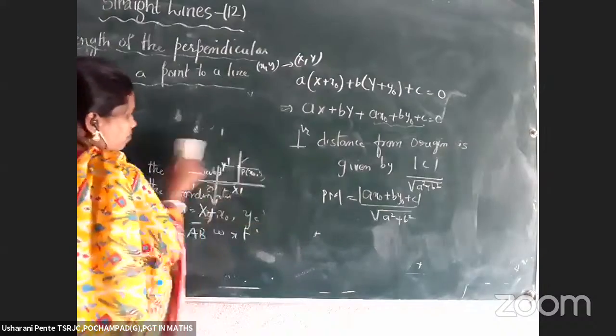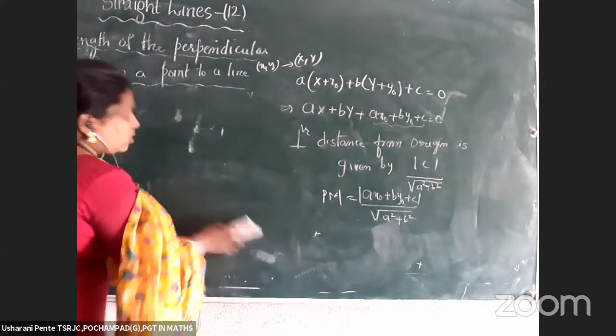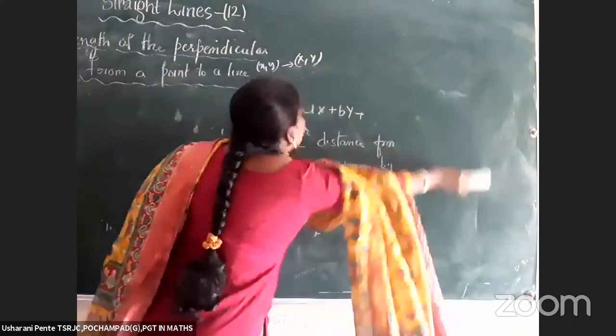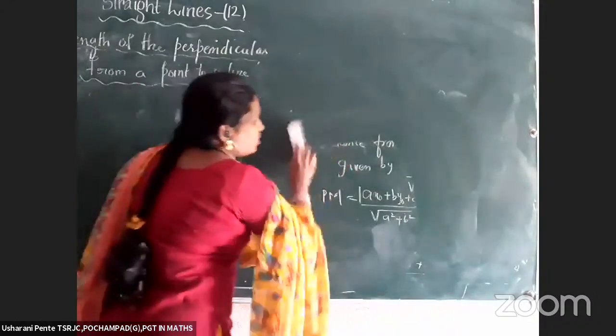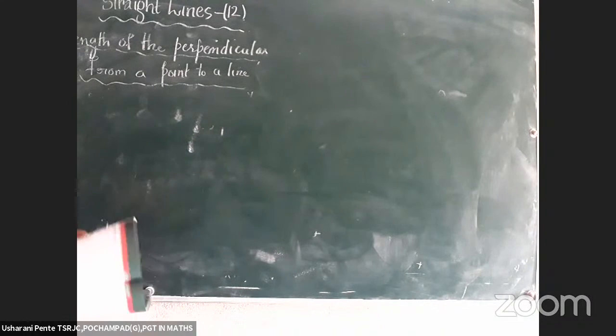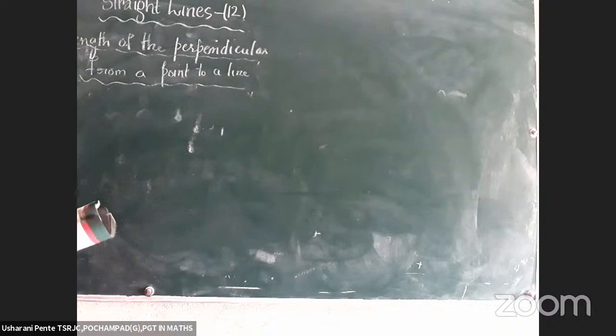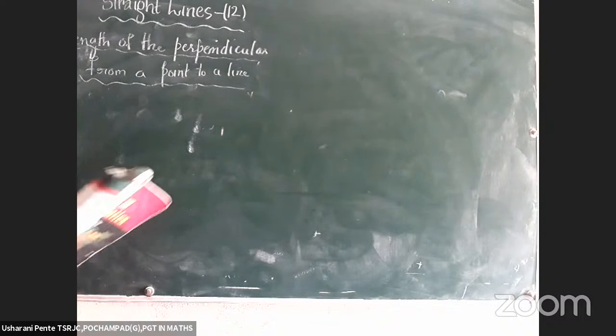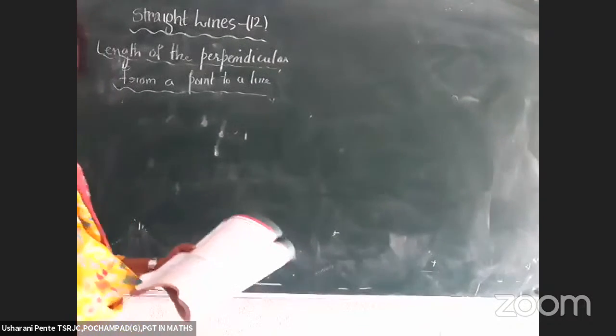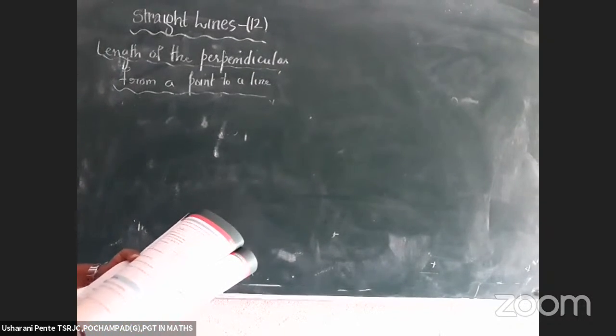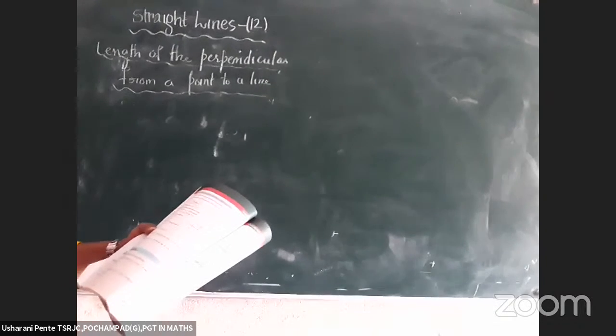Let us see a problem regarding this concept. They have mentioned an example on page number 60: find the perpendicular distance from a point to a straight line.